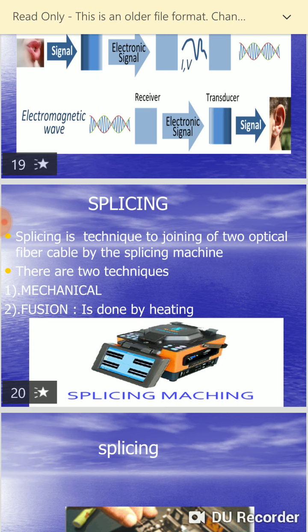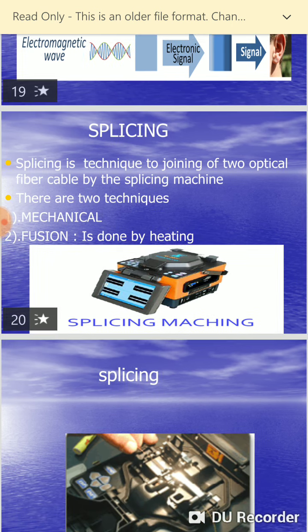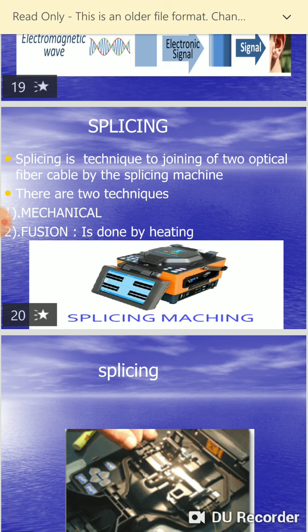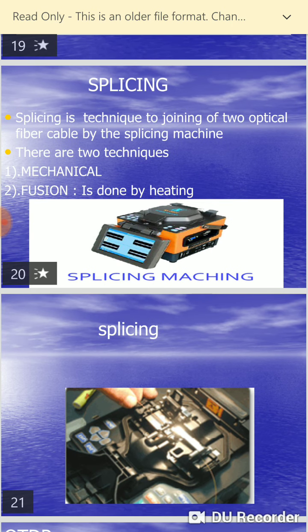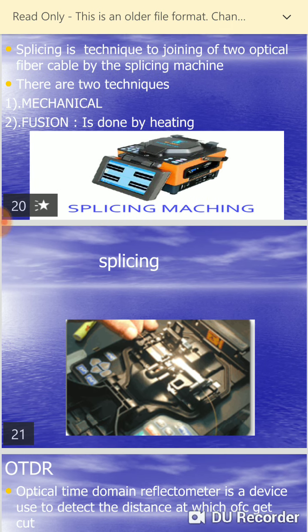There are two types of splicing, mechanical and fusion splicing. Fusion splicing is done by heating, and mechanical splicing is achieved by applying some external pressure on the two optical fibers. In the diagram the splicing machines are shown, in which the two optical fibers are connected permanently.